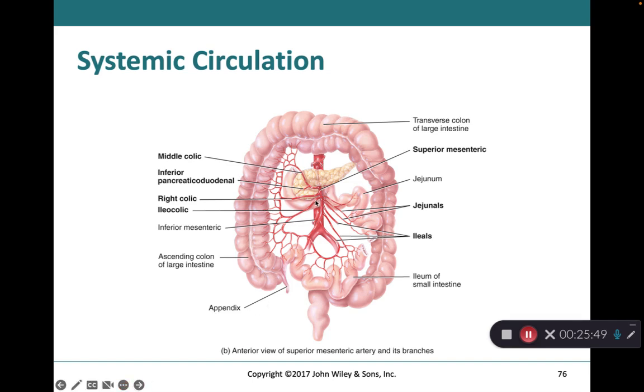Ileocolic artery. This here feeds the cecum, which is like the first part here of the large intestine, the appendix, and the ileum of the small intestine. So this area of the small intestine here. All right, and then you could see this superior mesenteric, that's where those all stem from.